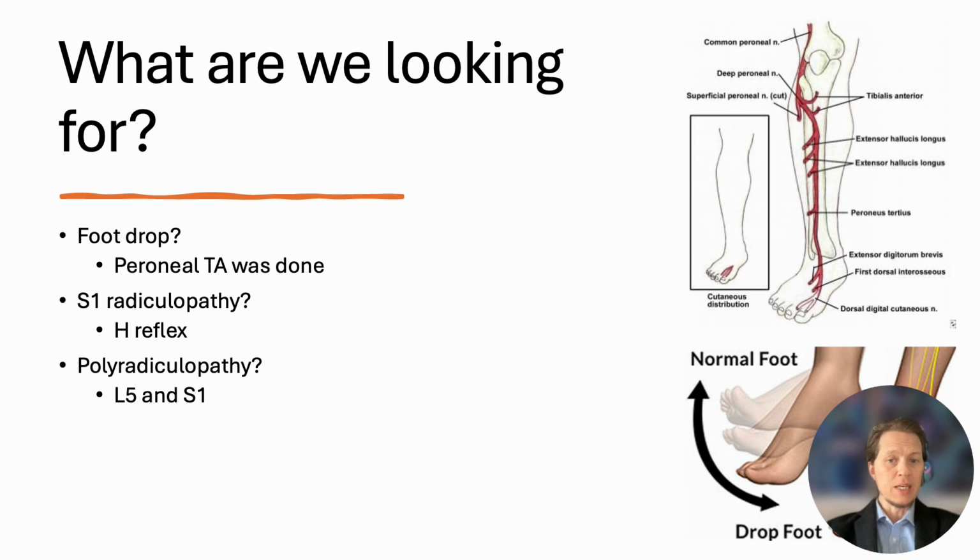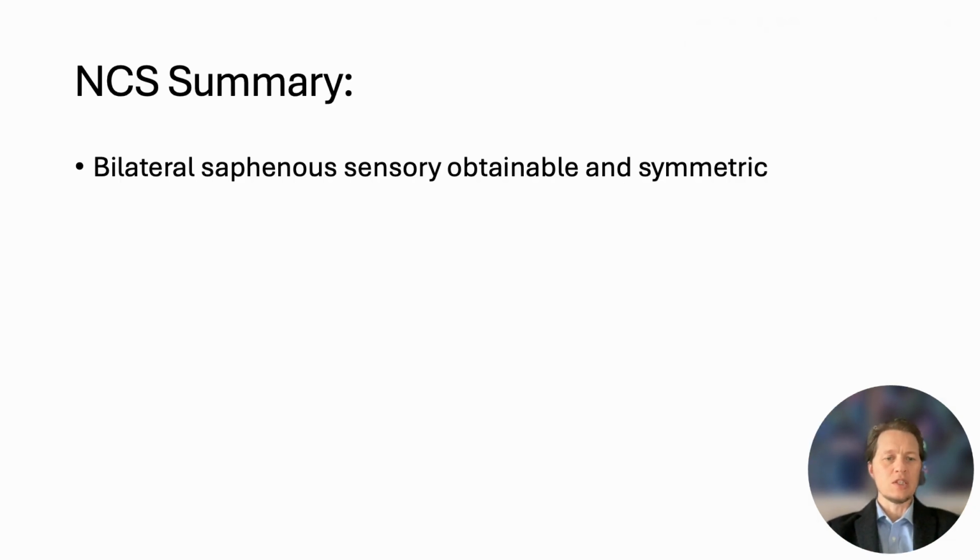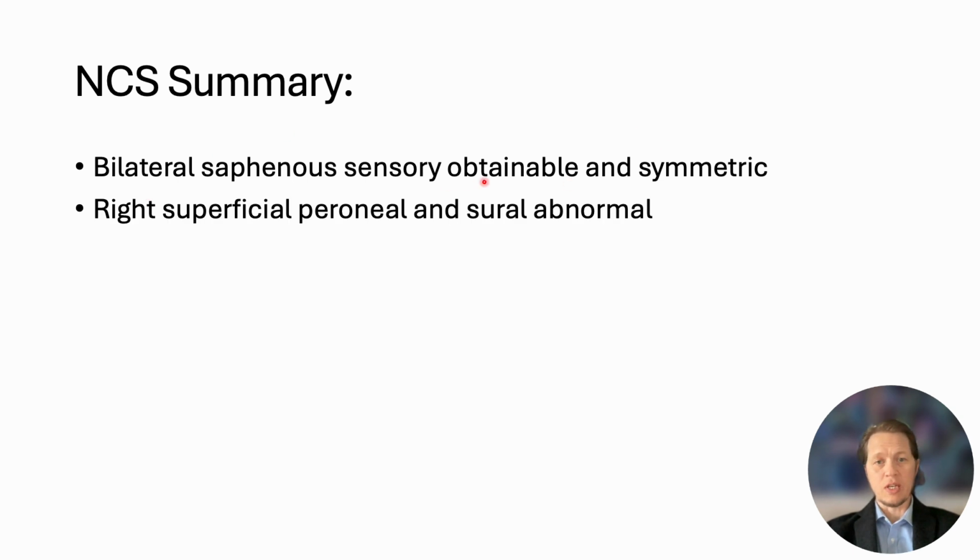What about a polyradiculopathy of L5 and S1? Sure, that could be the case in this situation. When you have an S1 reflex that is abnormal on the right, that could be S1, and a low amplitude perineal, that would be L5. These are findings that we see all the time in patients with L5 and S1 radiculopathies. In terms of the saphenous, it's pretty much symmetric and obtainable. I was happy with that. The right superficial perineal and the right sural were abnormal, but the left were normal.